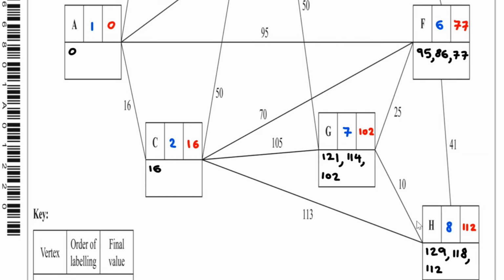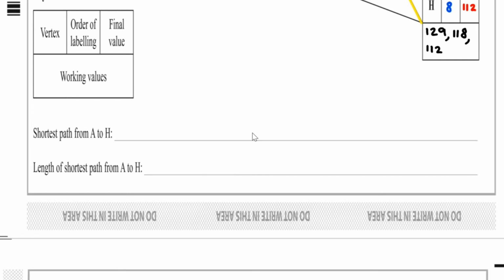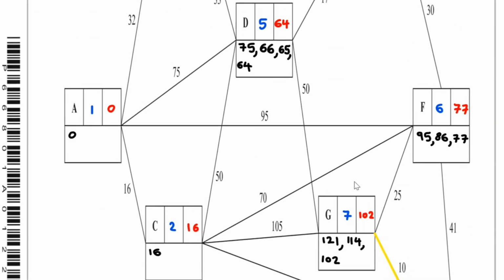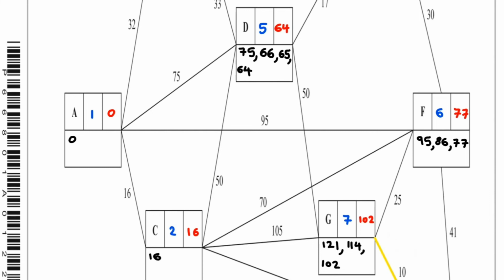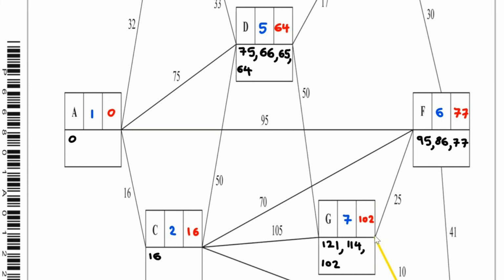So we have 112, take away the 10 gives us the 102. So our final is H, and before that we would have had G, and then from G we need to go to F, because 102 take away 25 is 77.